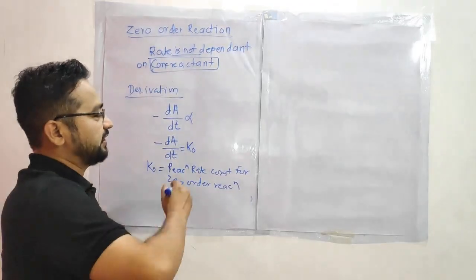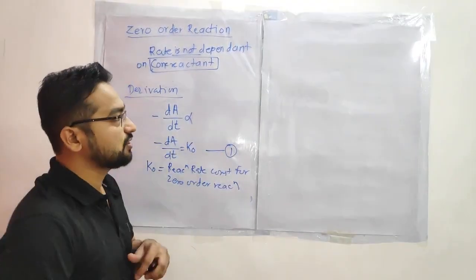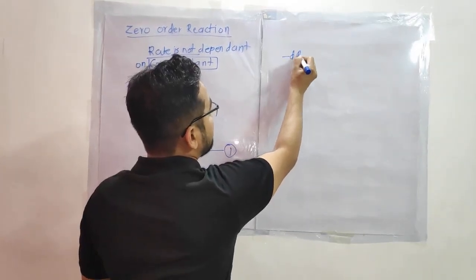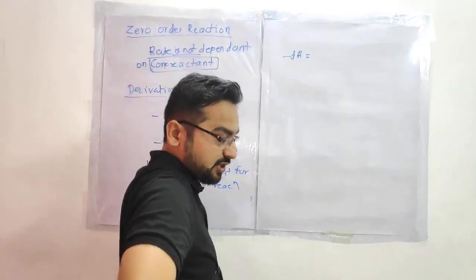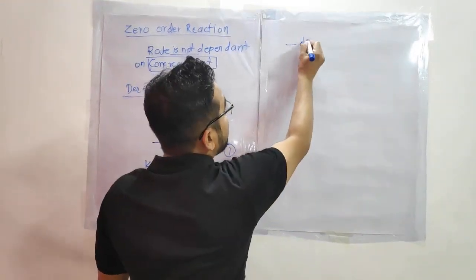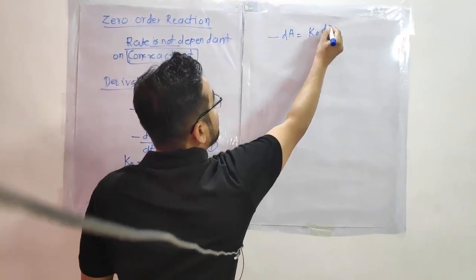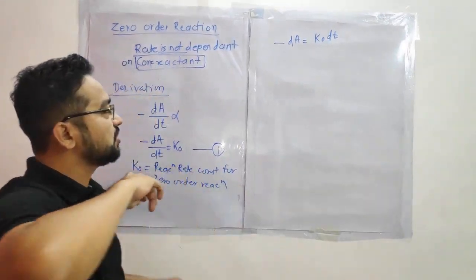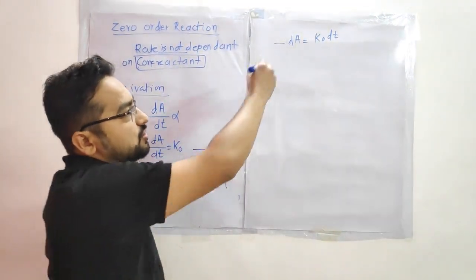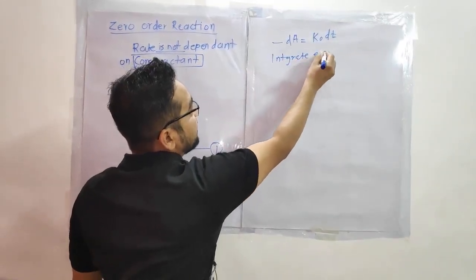Let us assume that this is your equation 1. To derive this equation, you need to separate it: dA is equal to k0 into dt. So dA by dt is nothing but the change in rate. Now integrate the above equation.